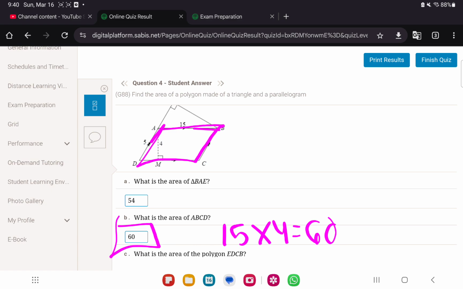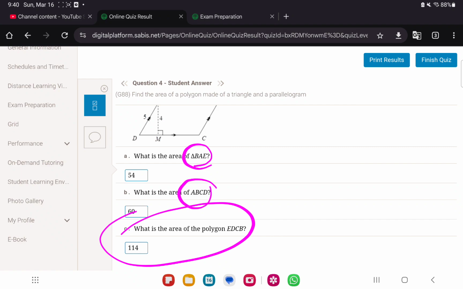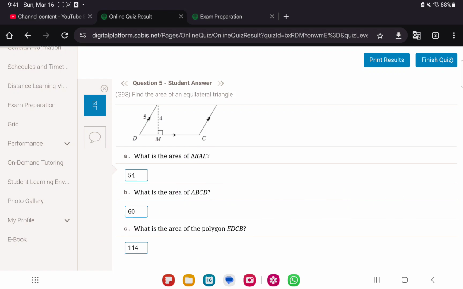And that's your answer. Now the last part is the area of the whole polygon. That means the area of BAE plus the area of ABCD. So 54 plus 60. It's simple math, but if you want to do it on your calculator, you get 114, and that is your answer.